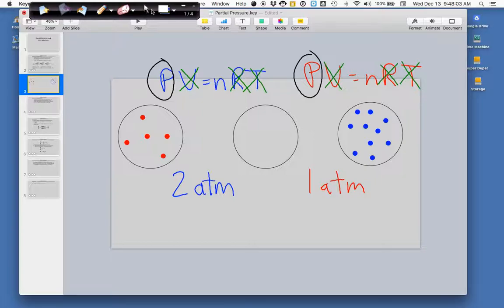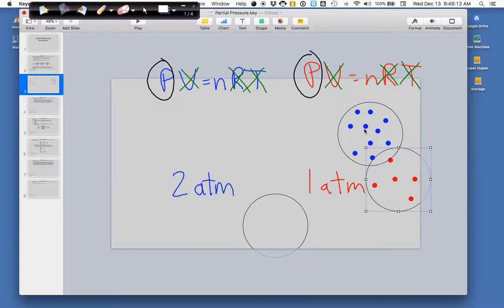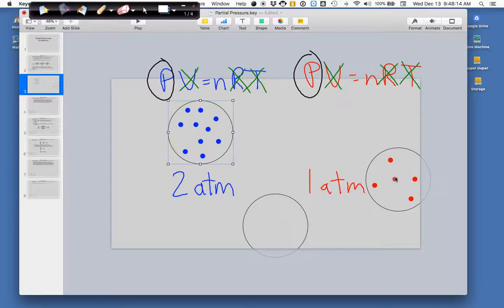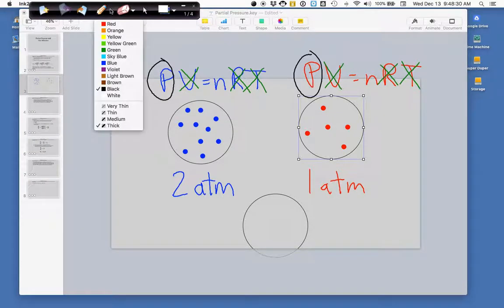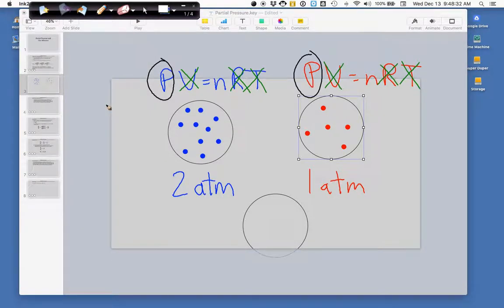So, guys, what we can say then is this. Remember what we did? Let me pull this out of the way. So we said, flipping these around, how did we know that the pressure of blue was twice the pressure of red? Because there's twice as many molecules. Now guys, how do we measure numbers of molecules? What units do we use to measure numbers of molecules? Moles.